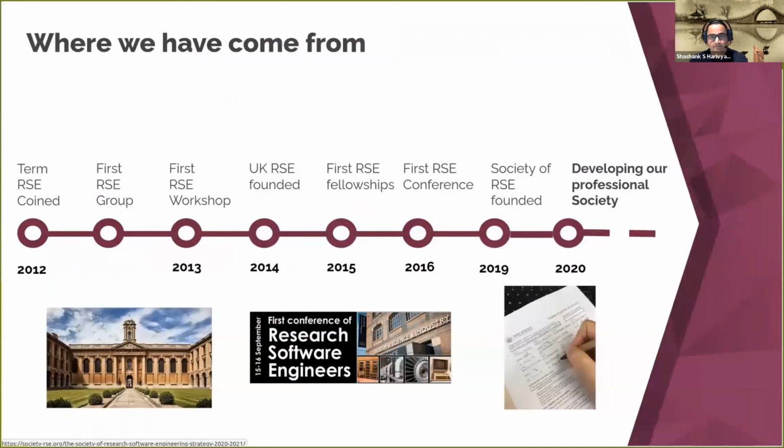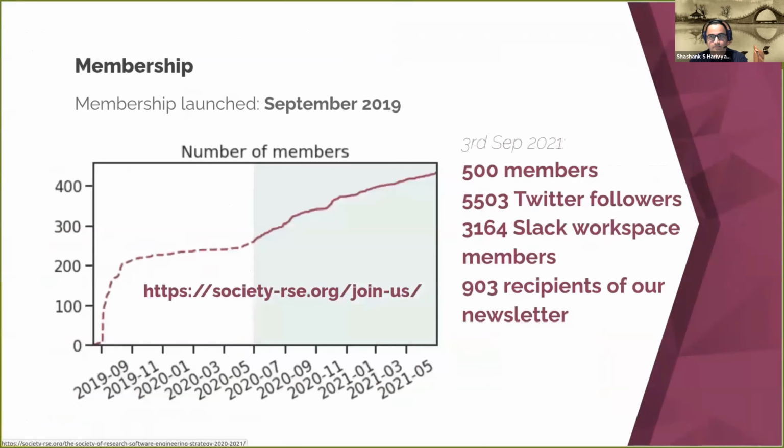The RSE community here in the UK has come a long way from the time when the term RSE was first coined almost a decade ago, over the first funded RSE fellowships, the first RSE conference, and the transformation of the RSE Association into the professional RSE Society. Our membership is now at over 500 members, and we have a large active online community with a lot of different RSEs coming from different backgrounds and different technical specialisms.